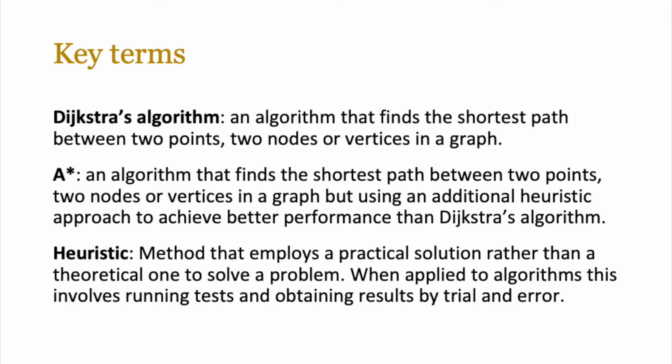You should know Dijkstra's algorithm by now, which is an algorithm that finds the shortest path between 2 points or 2 nodes or vertices in a graph. A-star is an algorithm that finds the shortest path between 2 points, again 2 nodes or vertices in a graph, but it uses an additional heuristic approach to achieve better performance than Dijkstra's algorithm. So what does heuristic actually mean? Well, it's a method that employs a practical solution rather than a theoretical one to solve a problem. When applied to algorithms, this involves running tests and obtaining results by trial and error.